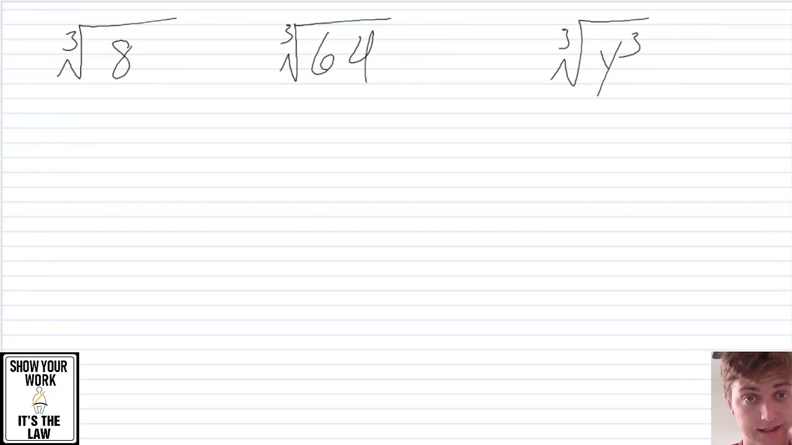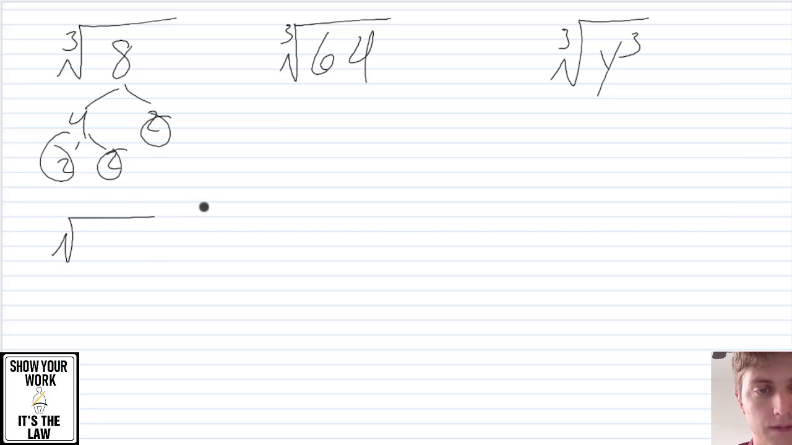Now let's take a look at these over here. 8 breaks down into 4 and 2. 4 is 2 and 2. So underneath, we call this sign the radical. So underneath the radical, we have 2 times 2 times 2. And because it's the cube root, everything that shows up 3 times 1, 2, 3.